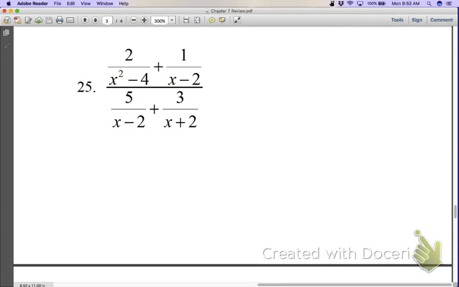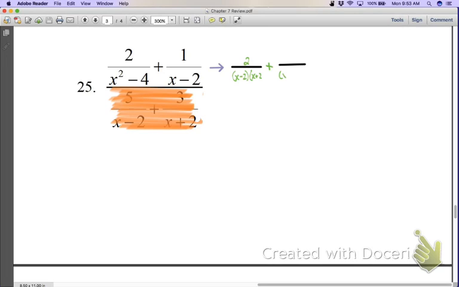All right, on 25, since there's basically two things going on, I'm going to forget about what's going on down here in the bottom for the beginning, and just worry about the top. So if I worry about the top side, then I'm just going to treat it just like I would every other rational, and x squared minus 4 is just the same thing as x minus 2 and x plus 2. So I have 2 here.